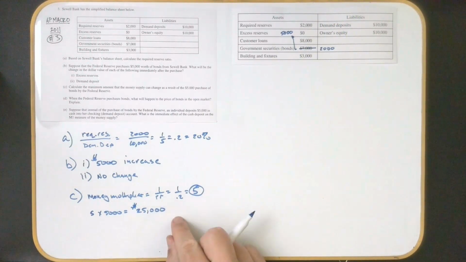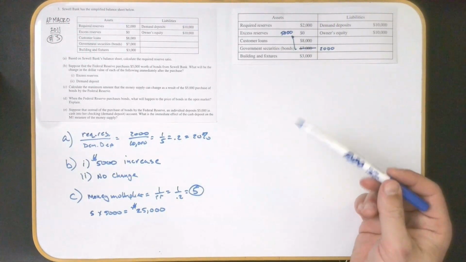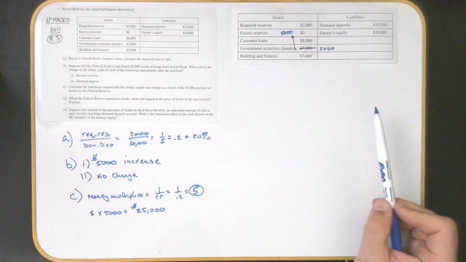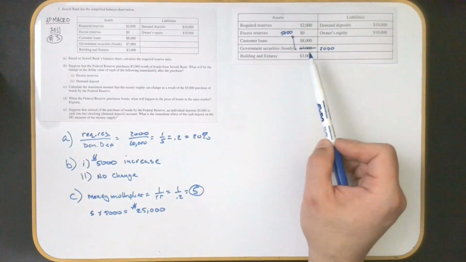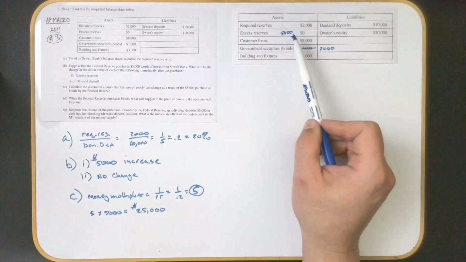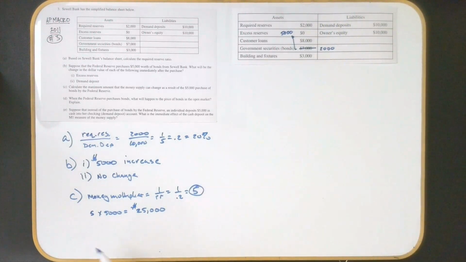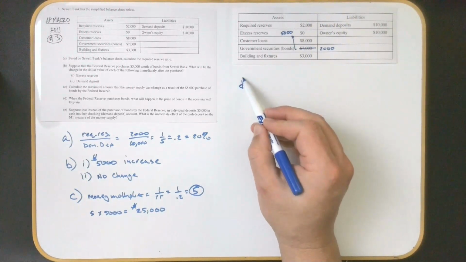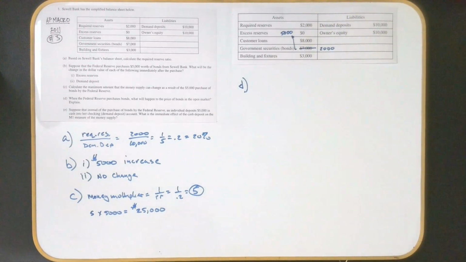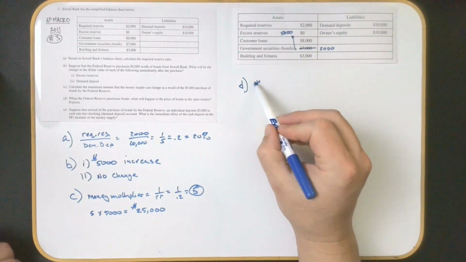So that's actually not a bad example of how when the Fed buys bonds, they're increasing the money supply, because when they buy bonds owned by banks, that immediately goes into money to be loaned, and it really can increase the money supply very quickly. All right, let's jump up here for D. D says, when the Federal Reserve purchases bonds, what will happen to the price of bonds in the open market? All right, this is very important.